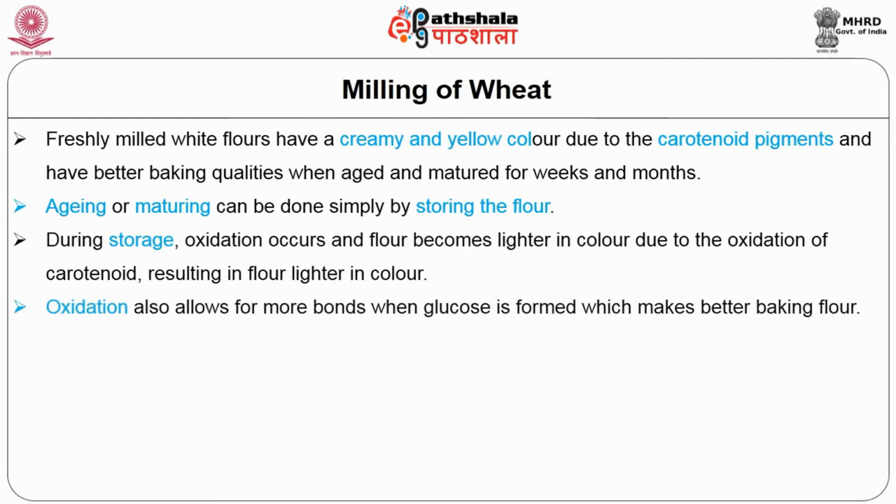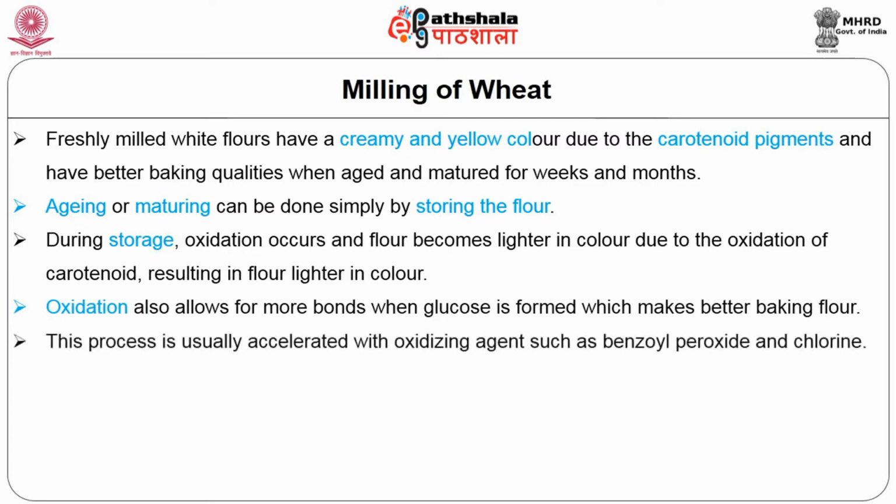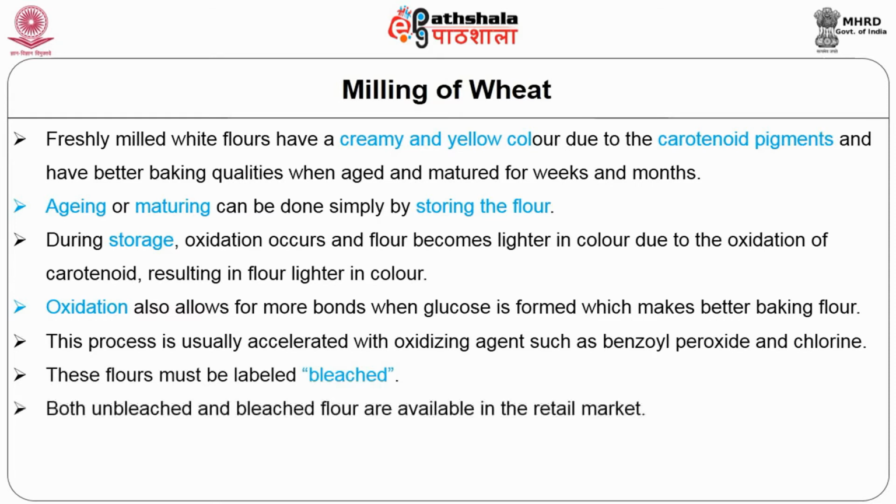Oxidation also allows for more bonds when glucose is formed, which makes better baking flour. This process is usually accelerated with oxidizing agents such as benzoyl peroxide and chlorine. These flours must be labeled bleached. Both bleached and unbleached flour are available in the retail market.